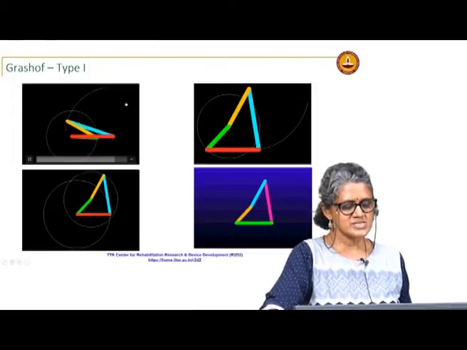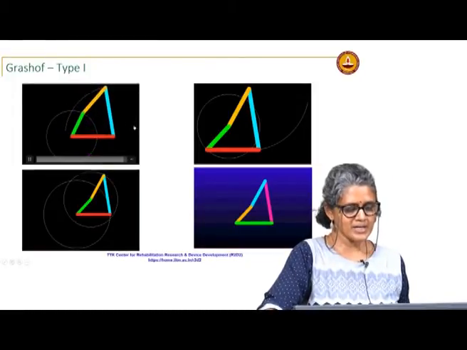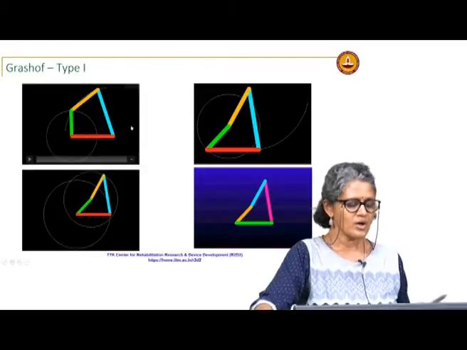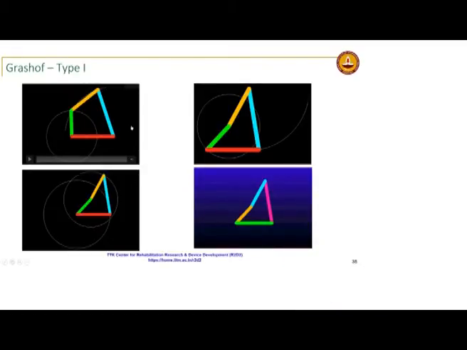So, this is called a crank rocker, or a Grashof crank rocker, which means this first link. You have a fixed link, the link next to the fixed link is your crank, which makes the complete rotation, and the other two are rockers.